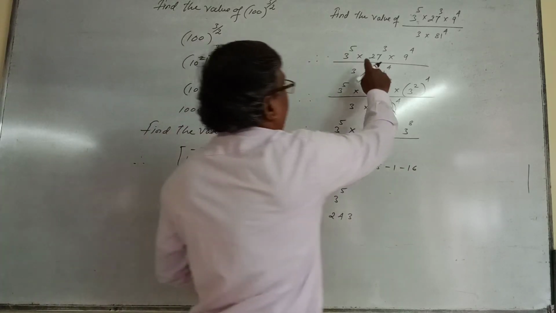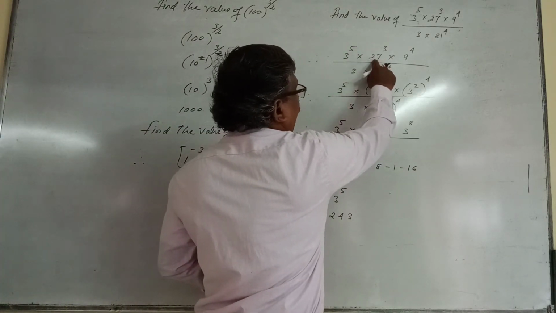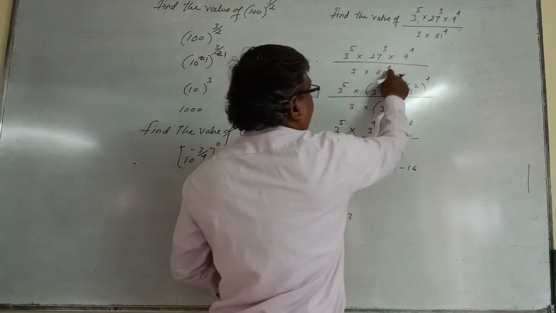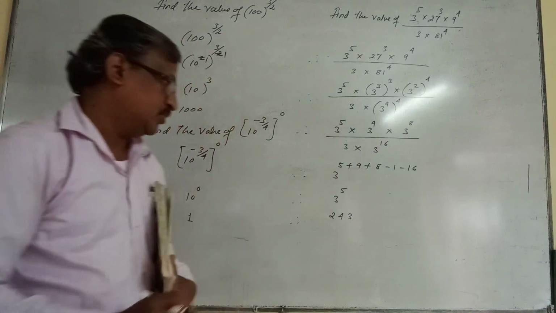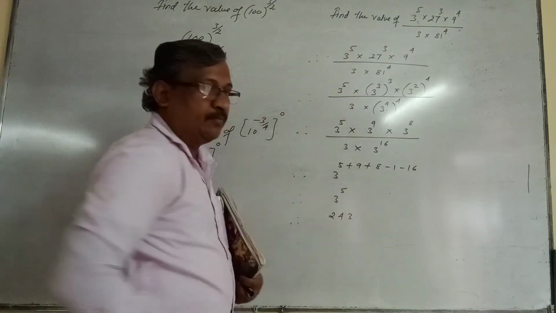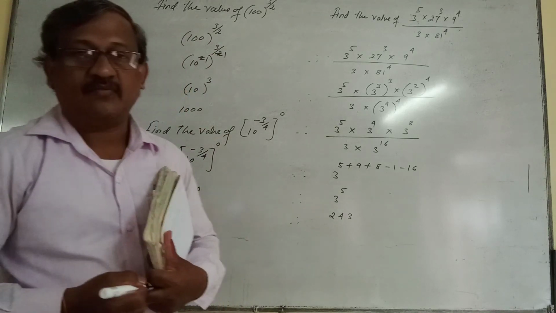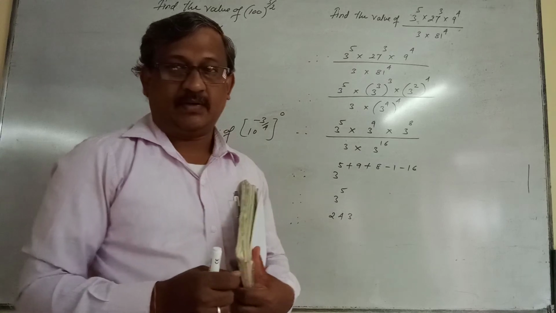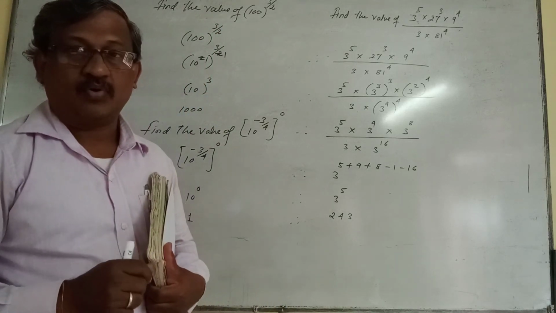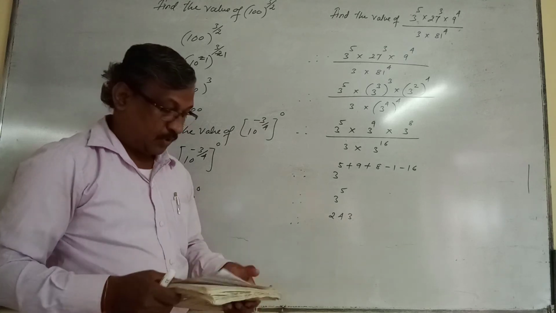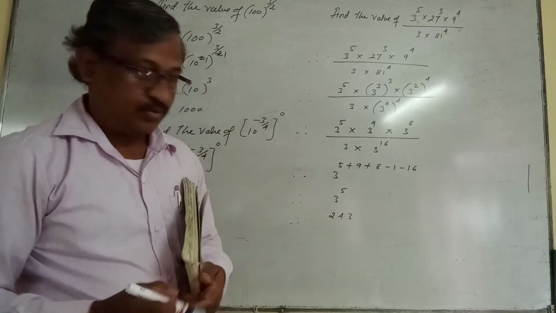So if you multiply 3 raised to 5 into 27 raised to 3 into 9 raised to 4 divided by 3 into 81 raised to 4, the answer comes to how much? 243. The same problem they have asked in the exam for 5 marks. So like that you have to be perfect in the rules. Rules are very important, right? So I hope it is clear to you all, right? Let's proceed with the next sum.